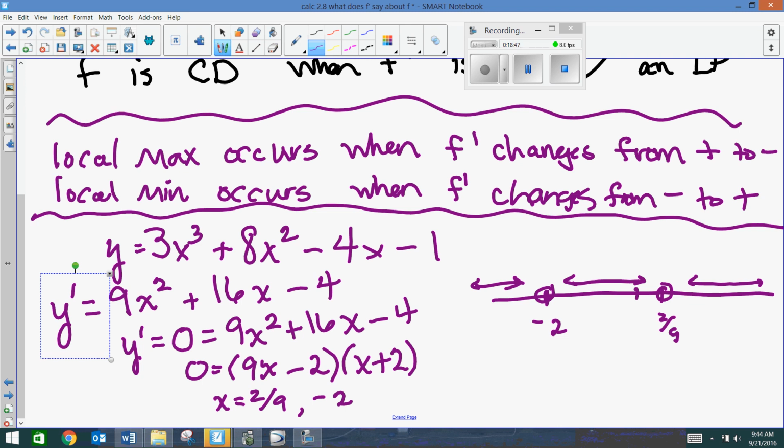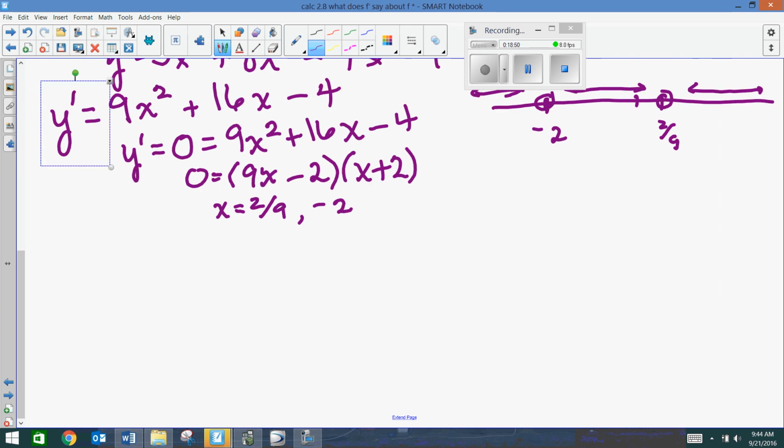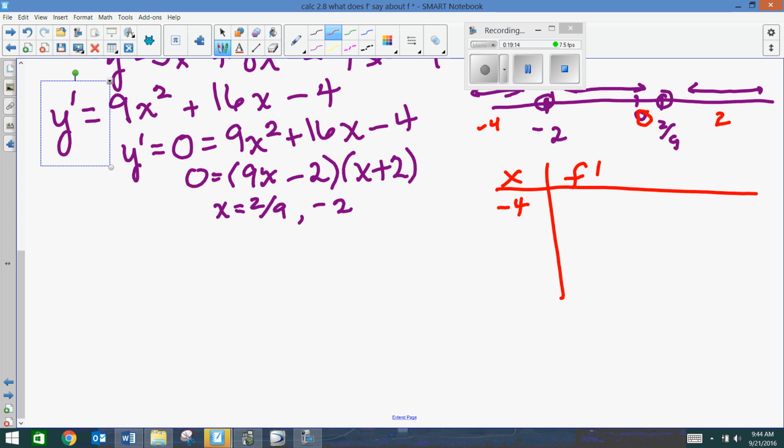So we're going to do interval testing like we did in pre-cal. Let's try 0 in this one, in a different color so you know which I'm trying, and let's try 2 in here, and negative 4 in here. Basically, you are testing f prime to see if it is negative or positive, and then you know whether f is increasing or decreasing. So we're going to try negative 4. You don't have to go crazy. You're just looking for the positive or negative sign.